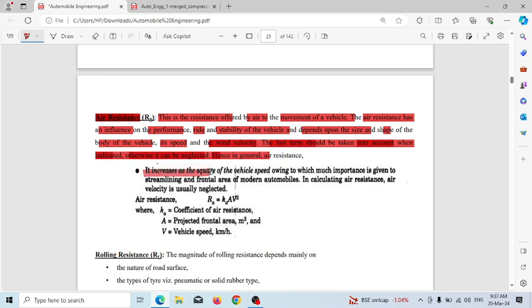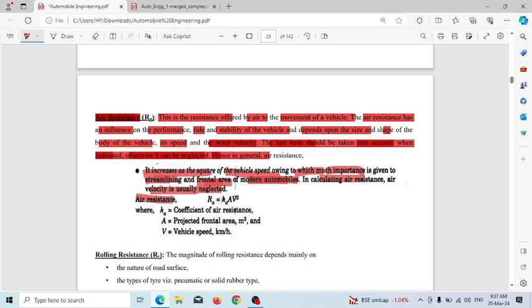increases as the square of the vehicle speed, owing to which much importance is given to streamlining and the frontal area of modern automobiles. That means as the front part of the vehicle obstructs the air, we have to maintain a body that is streamlined, with a streamlined front area. So in calculating the air resistance, air velocity must be neglected, as we discussed above.